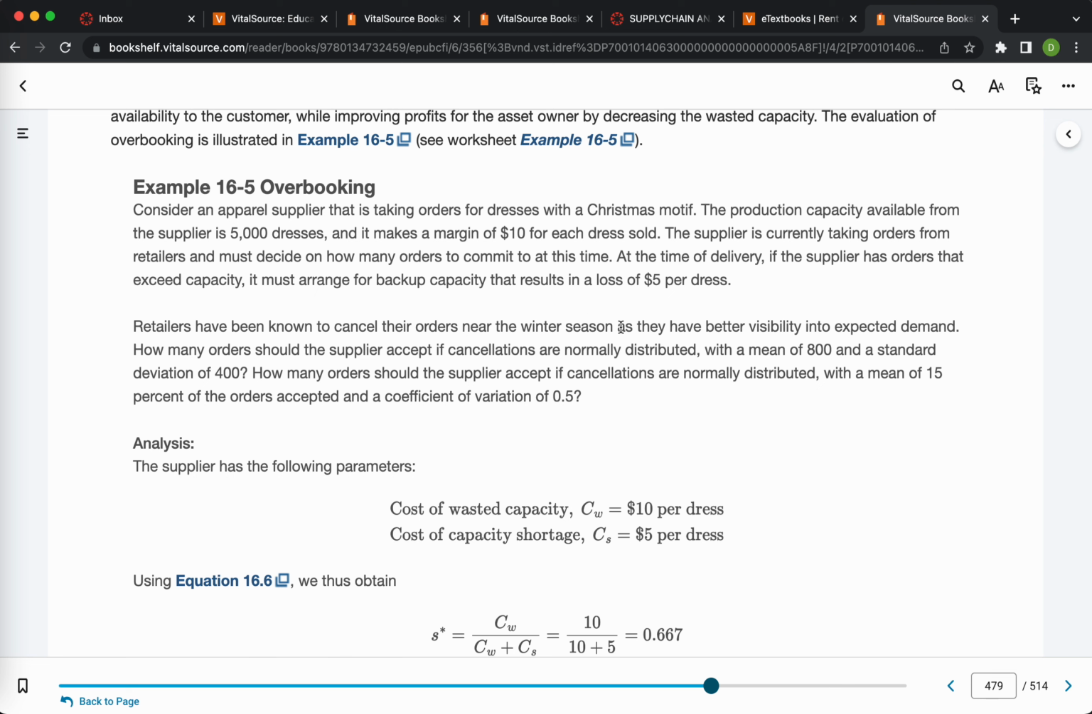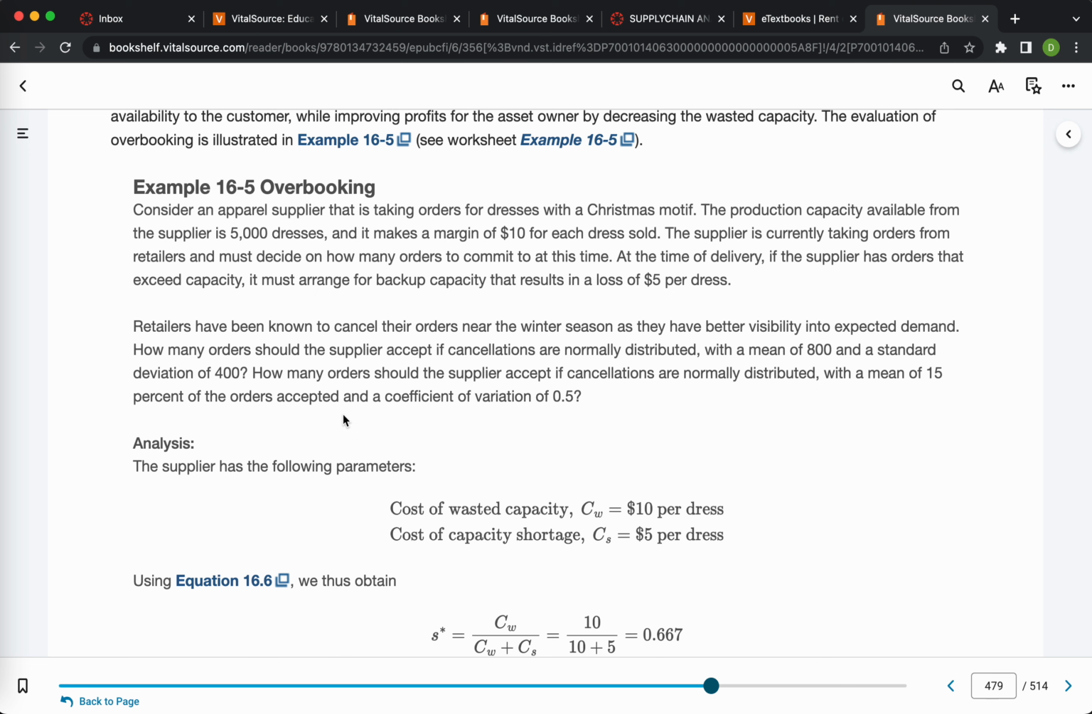Now, in all of this, the uncertainty that we are facing here mainly is we don't know how many cancellations we are going to have. So this overbooking is based on the distribution of those cancellations. Retailers have been known to cancel their orders once they get better visibility of expected demand. So how many orders should the supplier accept if cancellations are normally distributed with a mean of 800 and a standard deviation of 400?